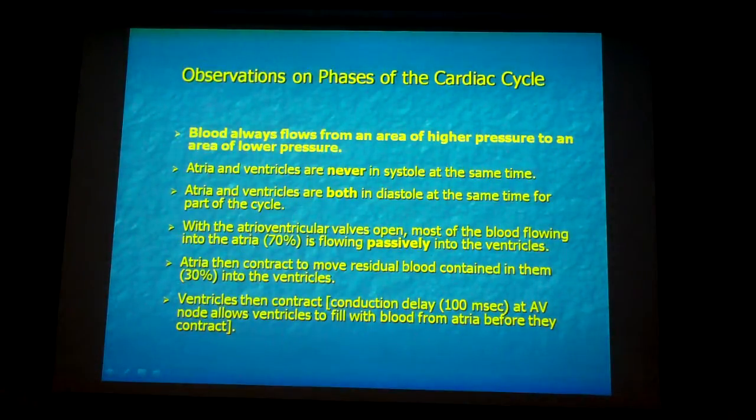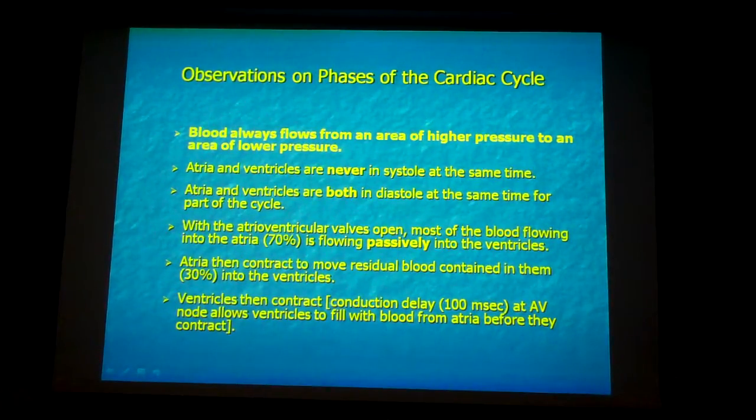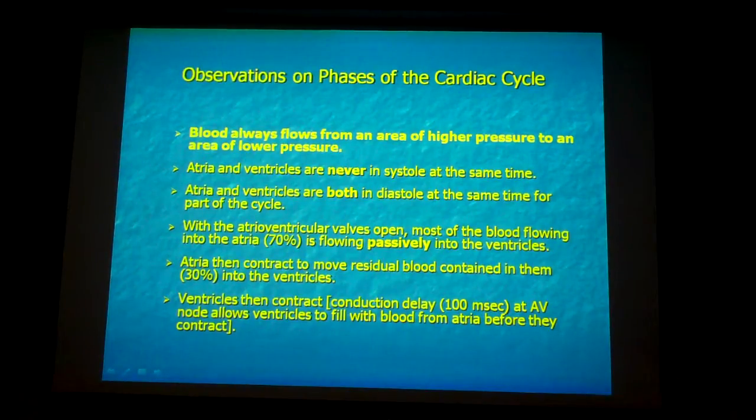All right, so let's review some things based on what we've seen. Remember that blood always flows from an area of higher pressure to an area of lower pressure. And notice that the atria and ventricles are never in systole at the same time. Just look at your little chart there. And the atria and the ventricles are both in diastole at the same time for part of the cycle. We saw that on the diagram, didn't we?